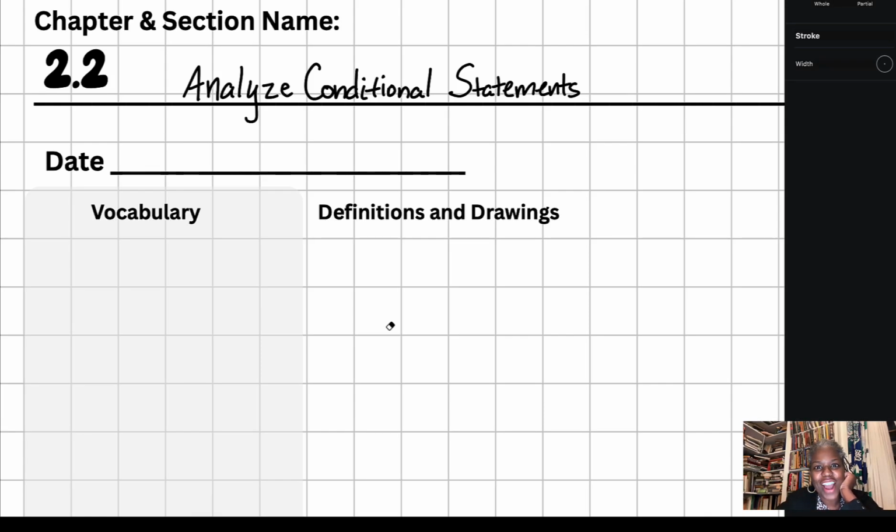Hey friends, we are in section 2.2 and we're going to analyze conditional statements. Here's what I need you to do. Write that title down, write down the date, and let's get started.